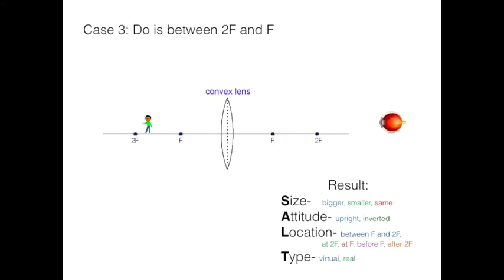Case number 3. Distance of the object is between 2f and f. Let's do again the same procedure for rule number 1. Rule number 2.